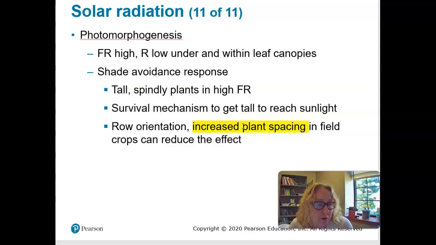Far red high, red low, under and within leaf canopies. So you're going to get tall, spindly plants in high far red light to avoid shade. The survival mechanism to get tall, to reach sunlight, is for them to grow a spindly stem to come out from that shade. If this is the shade, it's going to grow over here. And if you start seeing that happen, you're really going to need to change your plant spacing so everybody's getting more light. Increase your plant spacing, move your plants apart, maybe cut some leaves off different places.